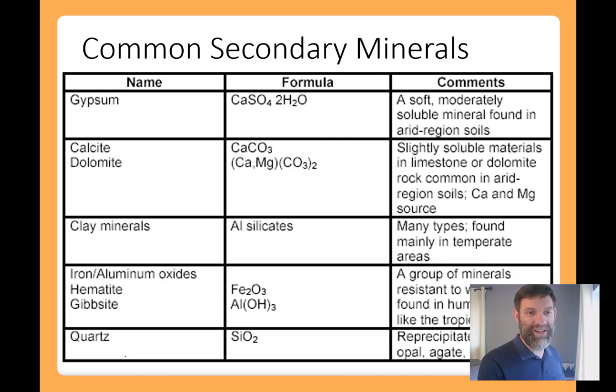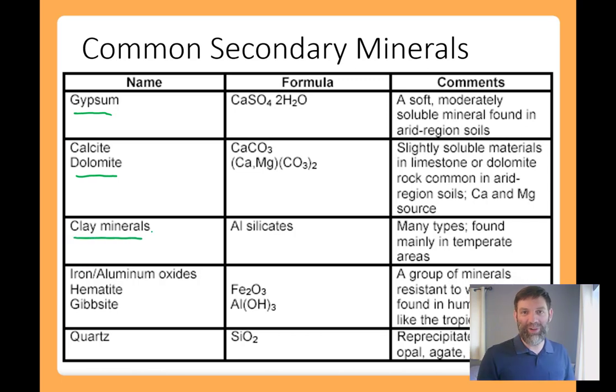So gypsum, as I mentioned last time, it can be primary, but you can also form this one from weathering. If you have a rock with some sulfates or some calcium, or one of those two and the other comes in through water, you can produce gypsum. Calcite and dolomite are carbonates. We talked a little about carbonation reactions and dissolution of carbonates.